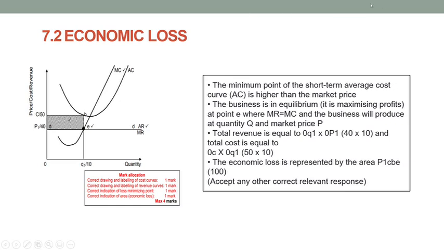Total revenue is equal to, so they're just giving you the area now. Total revenue is equal to OQ1, which is now in there they've got 40 times 10. And total cost is your OC, or the 50 Rand times the 10, which is the 500. So therefore that area there is the loss, which is the 100 Rand. We just use different numbers.